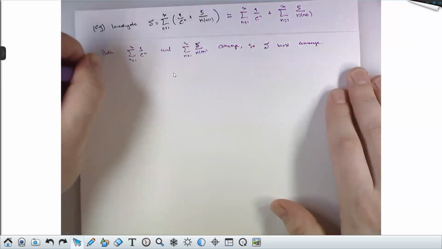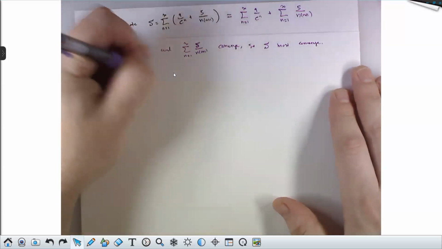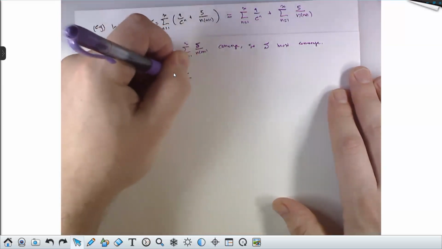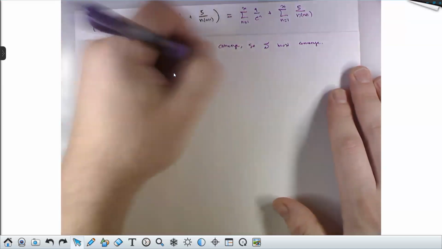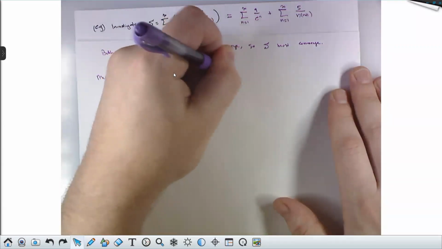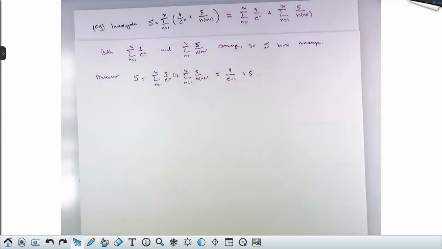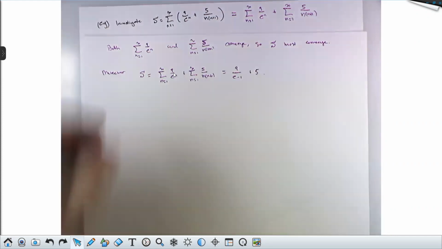Moreover, S, my original series, is the sum of these two: sigma n from 1 to infinity of 9 over e to the n, plus sigma n from 1 to infinity of 5 over n times n plus 1, which is equal to 9 over e minus 1 plus 5. So that is the sum of the whole series. And I stated a rule there that I'd like to make explicit, as a fact.